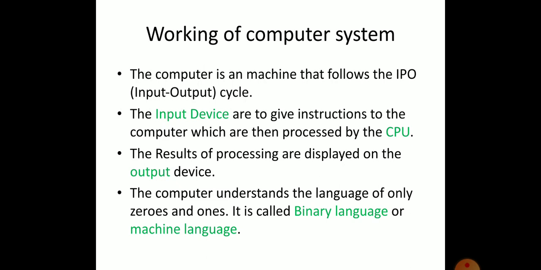Okay, now the computer understands the language of zeros and ones. Only the computer can understand the language of zeros and ones. Alphabets the computer can't understand. This language is called binary language or machine language. The language of zeros and ones understood by the computer is called binary language or machine language.